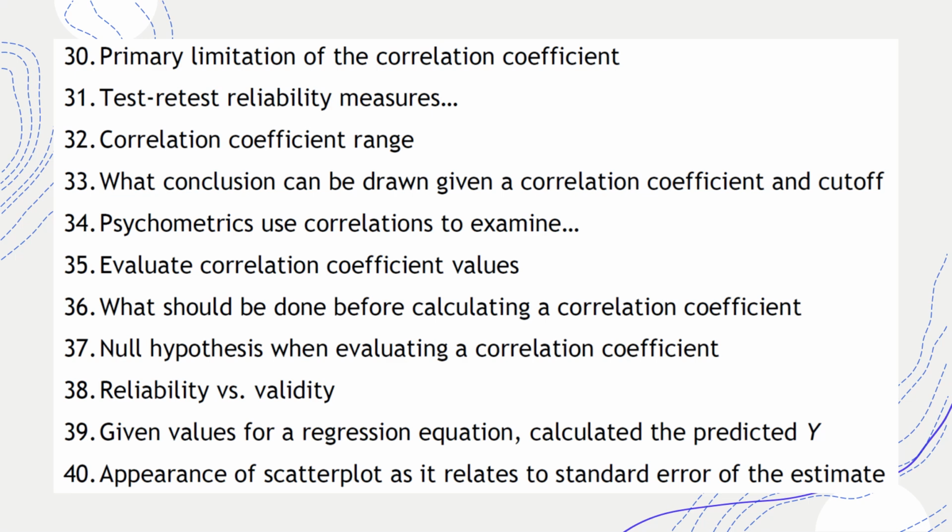Let's see, 30. Primary limitation of the correlation coefficient. Well, its big shortcoming is cause and effect. Okay? I can't establish cause and effect with just correlation. Doesn't quite get me there.